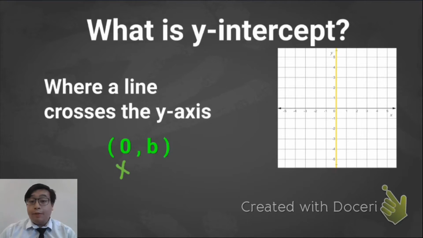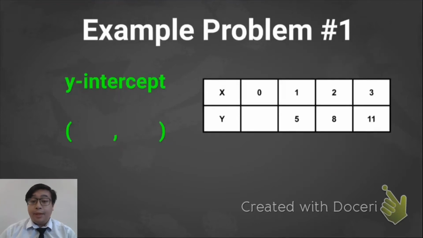So when we're trying to find the y-intercept from a table, what we're really trying to do is figure out what y value matches when x equals 0. So keeping that in mind, let's go over some practice problems. So I want to figure out what the y value is when x equals 0. And to do that, I need to figure out what my slope patterns are.